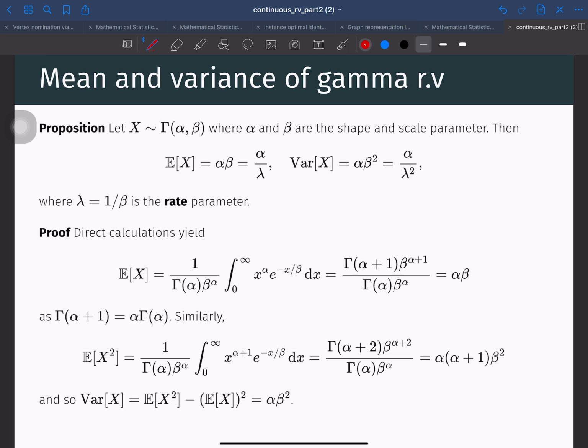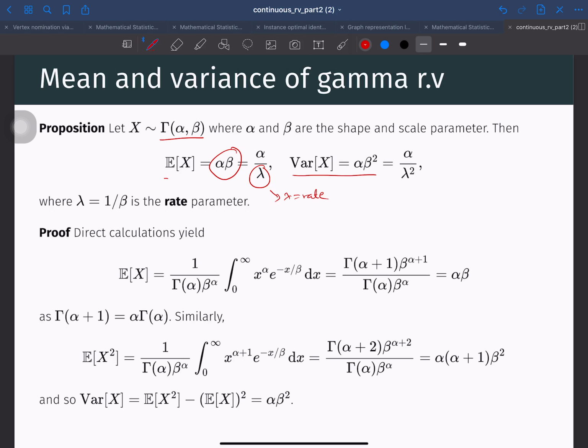so we will soon end our lectures, but before that, let us give a formula for the mean and the variance of the gamma random variable. So the mean of a gamma alpha beta, the expectation, is just alpha times beta. And if you use the rate parameter, you use alpha divided by lambda. So here lambda is the rate.